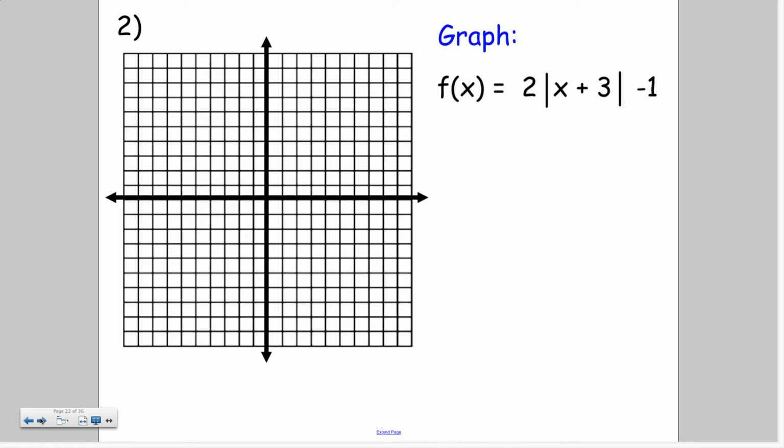All right, bottom of that page. The 2 is going to stretch our graph. This plus 3 is going to read opposite, so it's going to move back 3. And then the negative 1 is going to cause it to move down 1 from the origin where it would start originally.